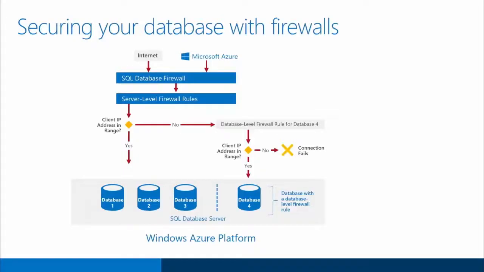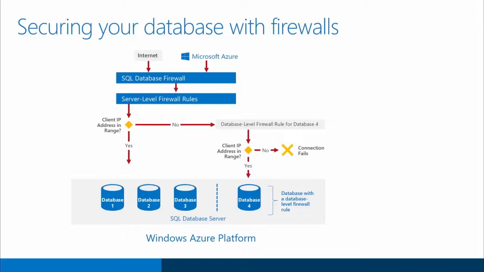If I've got a server level firewall rule and a user needs to connect, if their IP address is in the range, they go, right? They can get to any of the databases on that server. The firewall's open, but they still have to have permission. First, you get through the firewall, then you get authenticated, and then you have permissions.